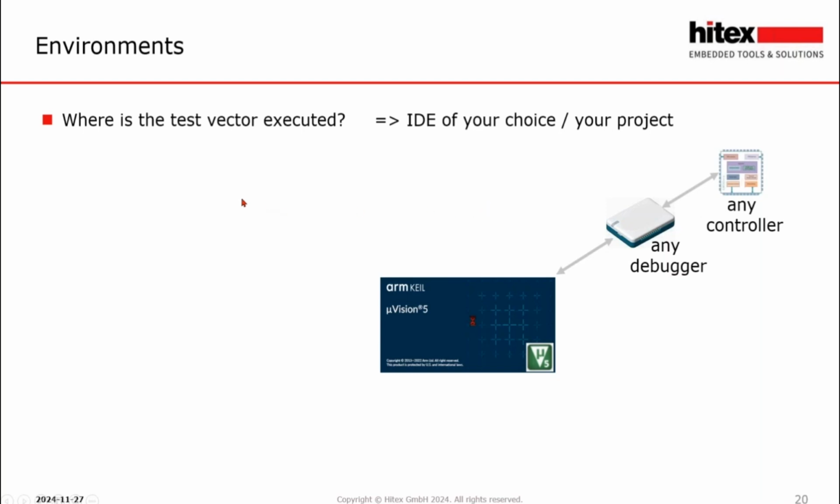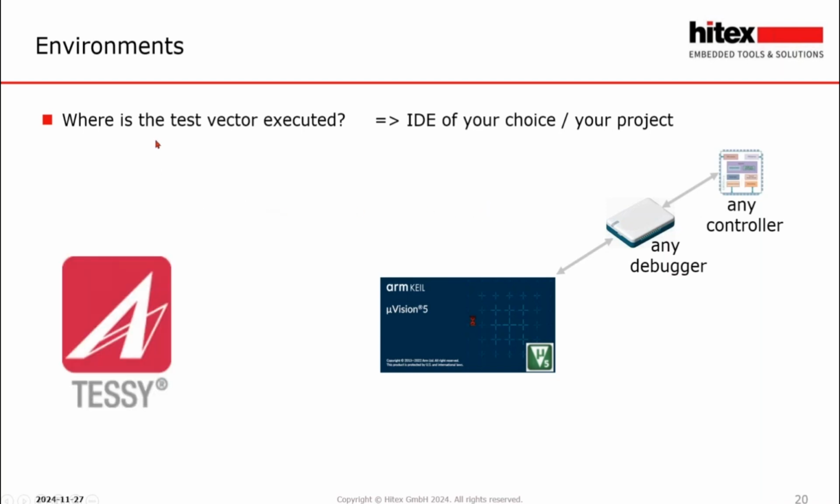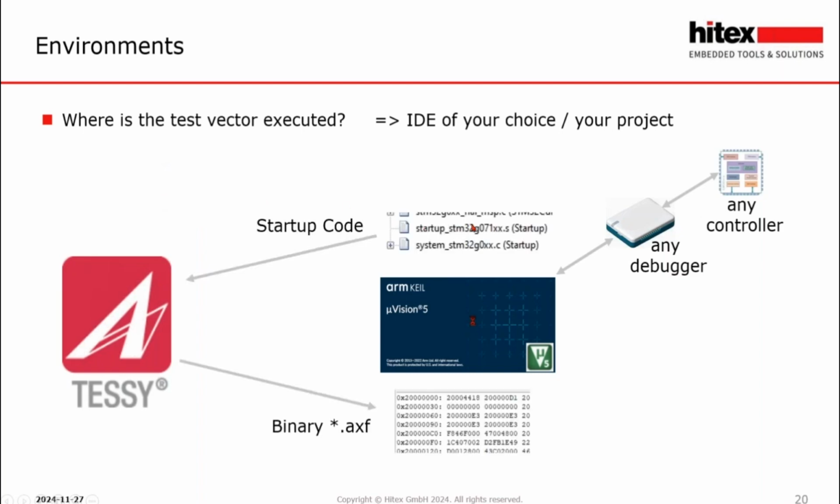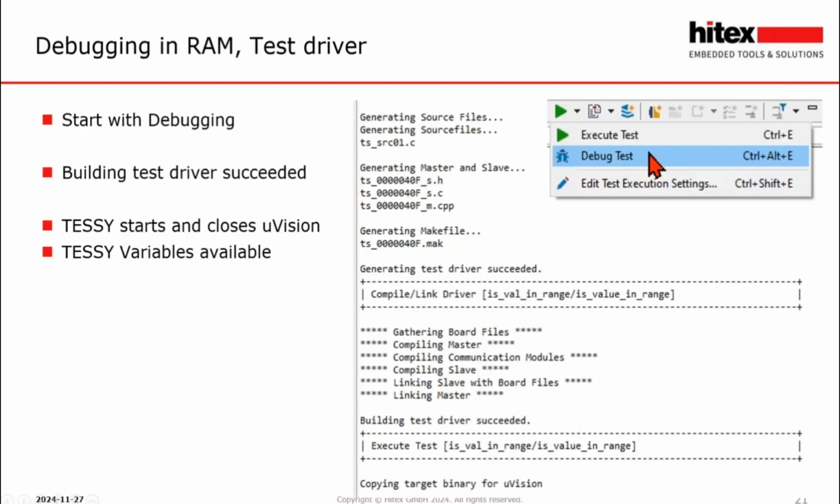Then the TESSY developer will start. We will provide the startup code. TESSY will use the Arm compiler, of course. And finally, we get the binary, and TESSY will provide the binary to the microvision. And the microvision is very nice. You can control that from outside with a microvision socket communication interface. Okay, so TESSY as a developer can open the microvision, we can run the test, and TESSY will close microvision. Let's take a look at that.